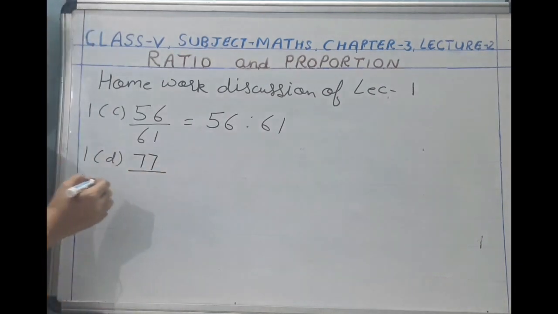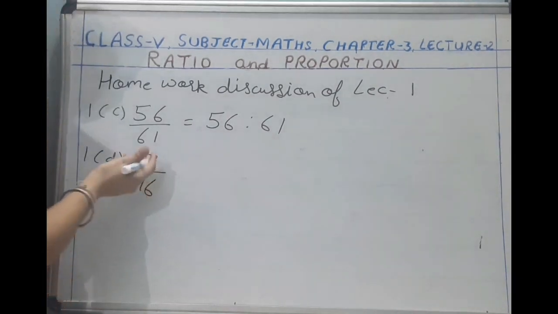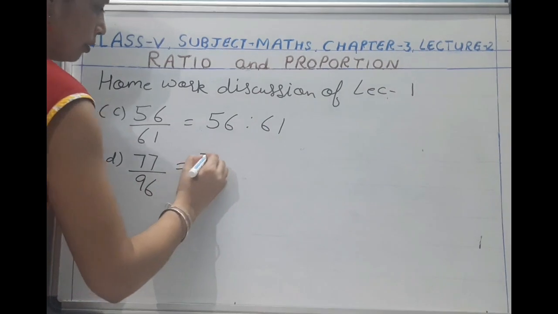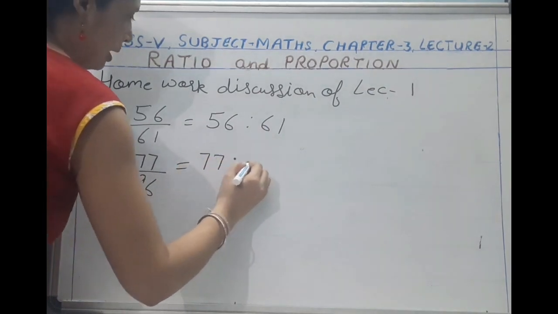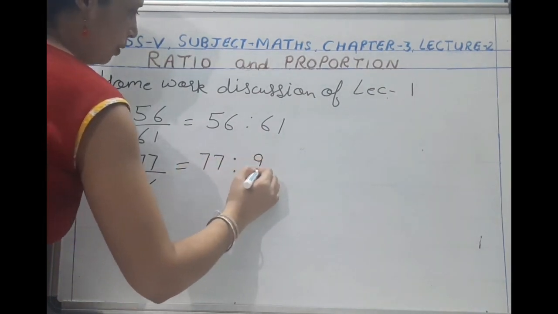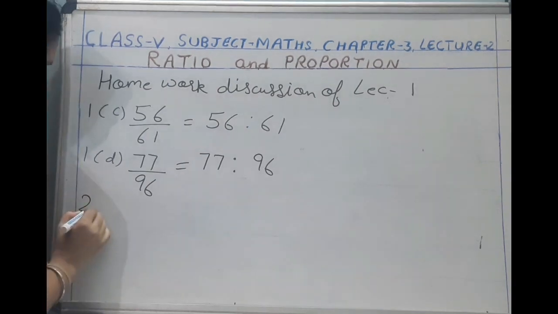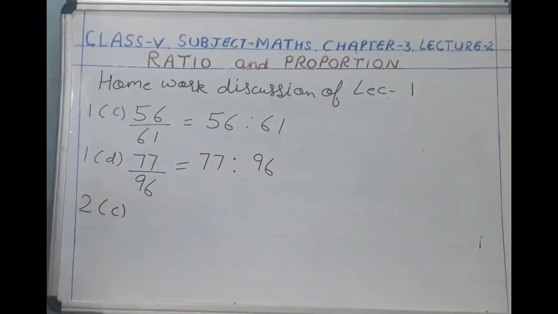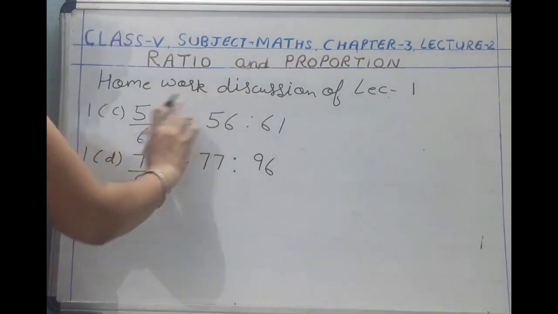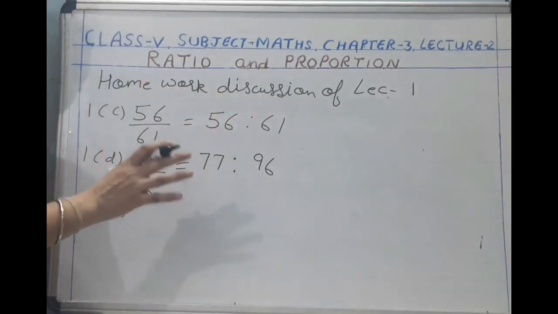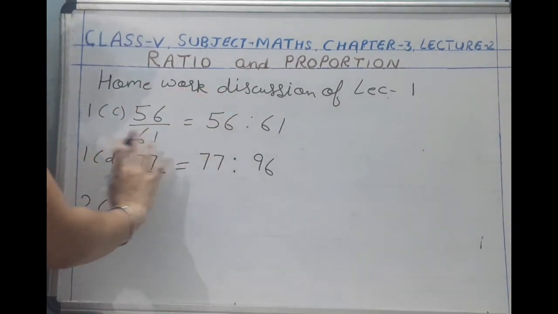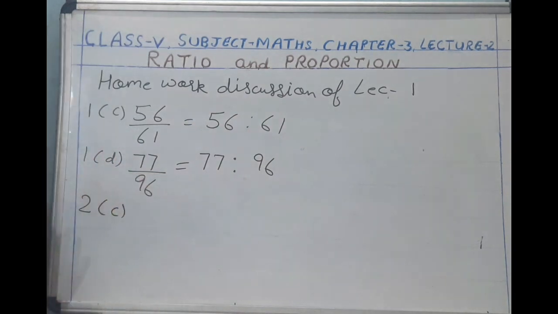77 upon 96. It is written in the form of fraction. So your answer is 77 ratio 96. मैच करते जाइए. अगर आपका solution wrong है, then you have to do correction work. Second question also, C and D parts were given. Question I am not writing here again because you have already written. It is only discussion. So you have to check your answers.